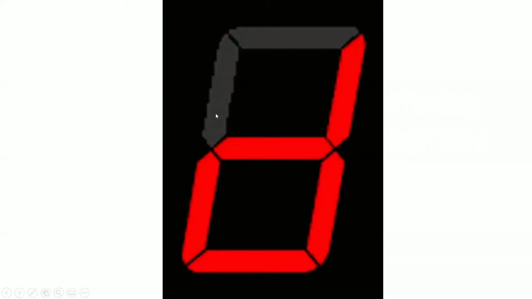Now what can we display on the 7-segment? As you can see, I can display the digits 0, 1, 2, 3 up to 9, and you can also display characters like A, B, C, D up to F. So what is 0 to F? This is nothing but hexadecimal digits. We can represent the hexadecimal digits with the help of this 7-segment display.